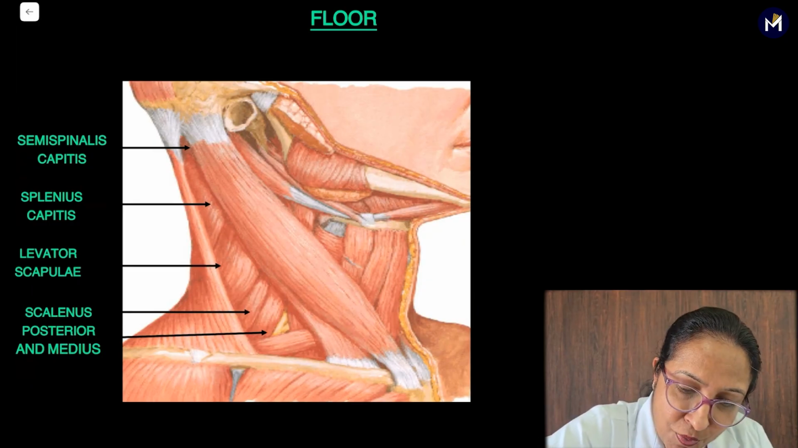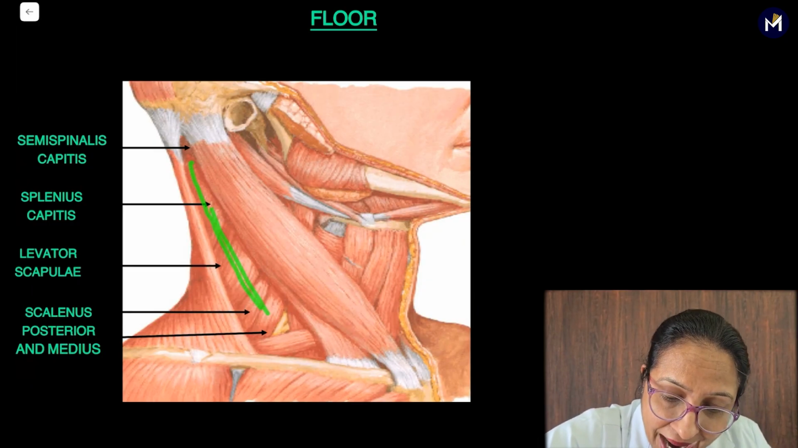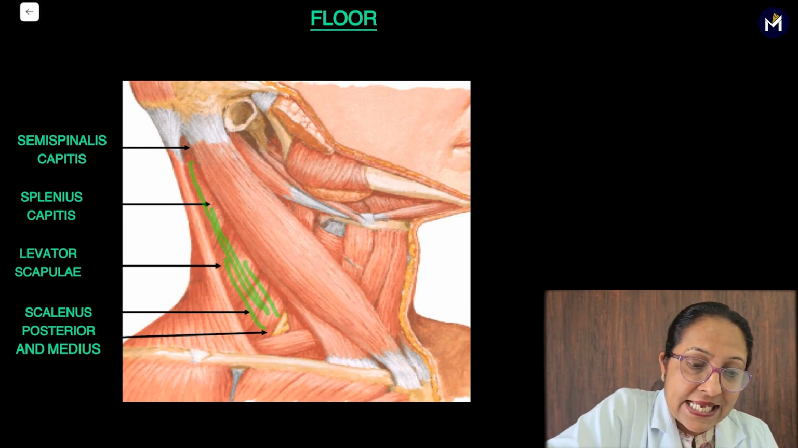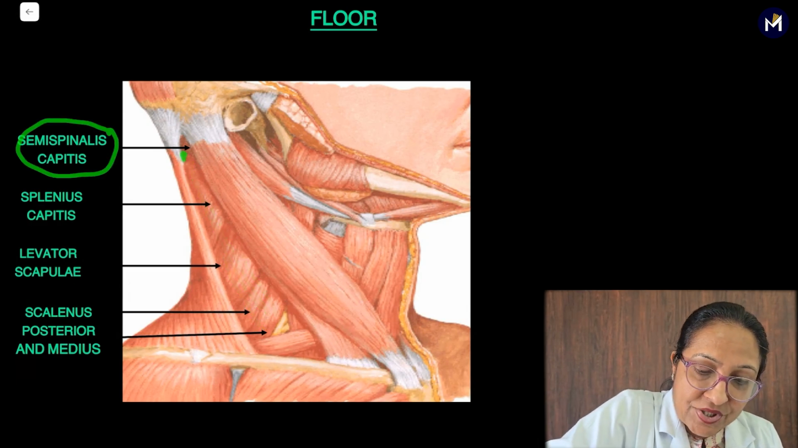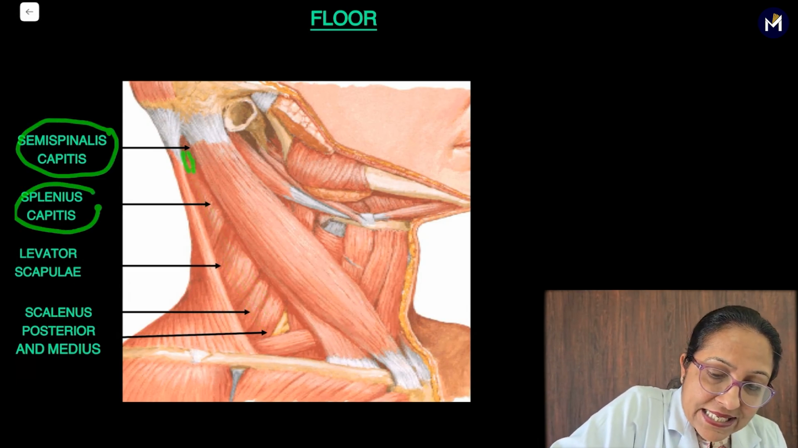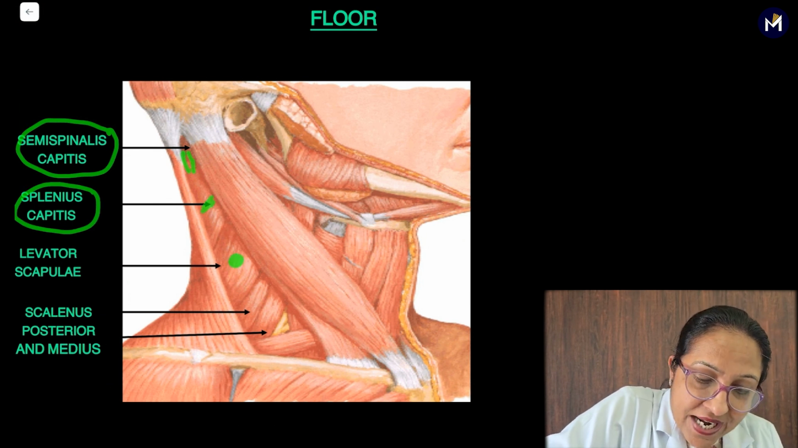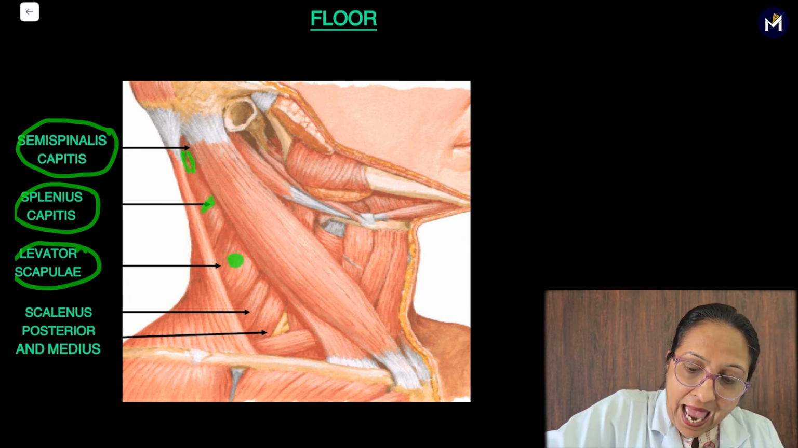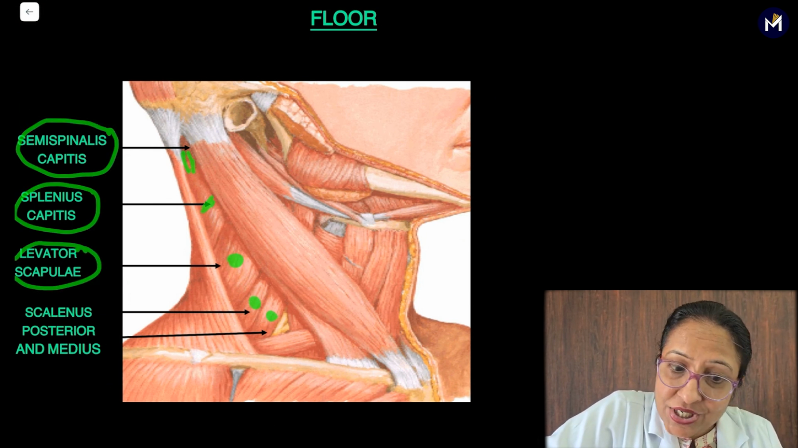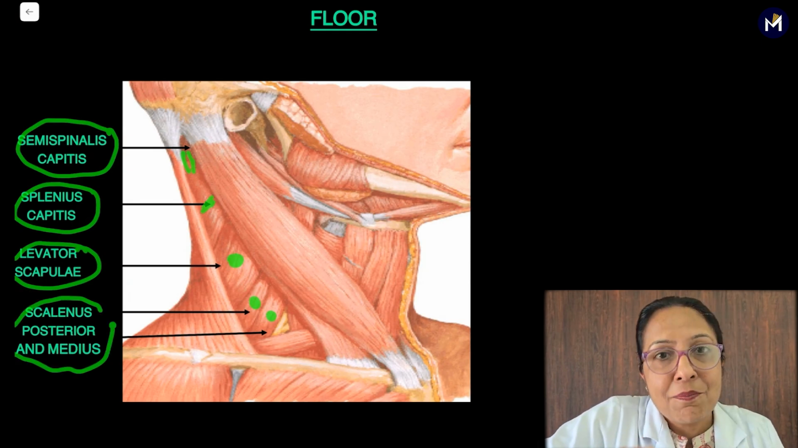This is the roof. Now, once we remove this investing layer of deep cervical fascia, the floor will be exposed, which is formed by these muscles, that is Semispinalis capitis, Splenius capitis, Levator scapulae, and Scalenus posterior and medius muscles. So, we'll draw the boundaries of the posterior triangle now, which is high key for the exams.